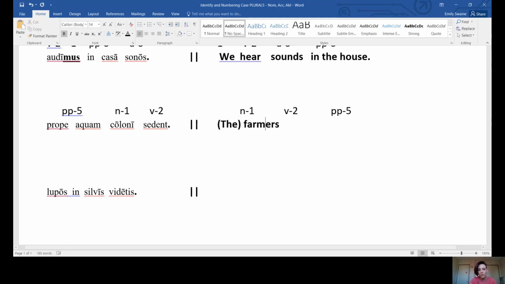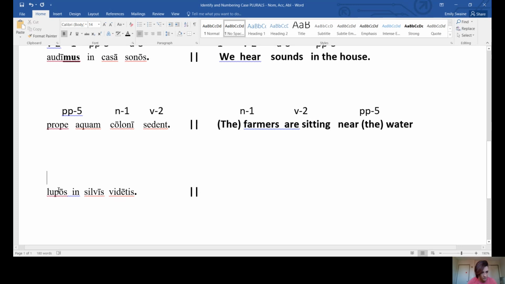You have that option. So farmers, sedent is our V2. So sedeo, sedere means to sit. So are sitting. Farmers are sitting. And then where are they sitting? Prope aquam. Prope means near. We've already learned this preposition. And aqua means water. It's just like agua in Spanish, or aquatic animals. So farmers are sitting near water. Okay, that works. Or you could say the farmers are sitting near the water. That's fine too. It's up to you. You can add the in there if you want. Cool. Last one. We're cranking.